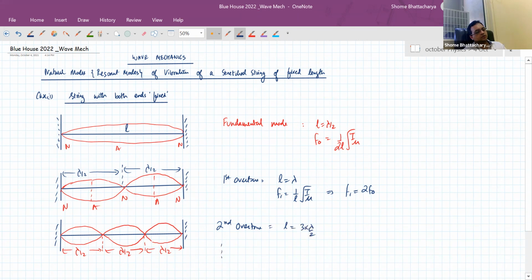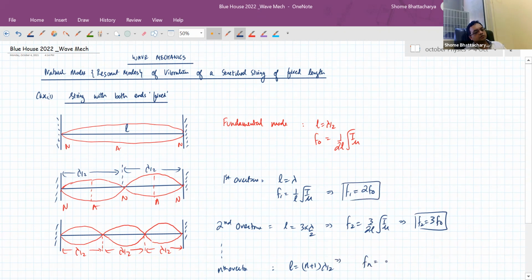So like that, in the nth overtone mode, the length accommodates n plus 1 half wavelengths. So the frequency of the second overtone becomes 3 by 2L square root T by mu. So that frequency is 3 times the fundamental frequency. So like that, the frequency of the nth overtone mode becomes (n plus 1) by 2L square root T by mu. So as you can see, that becomes the (n plus 1)th multiple of the fundamental.